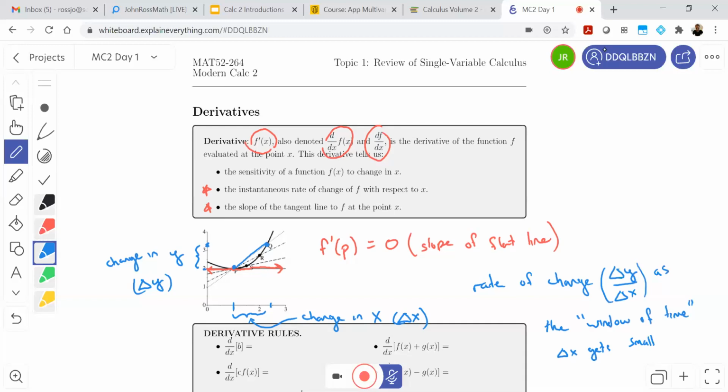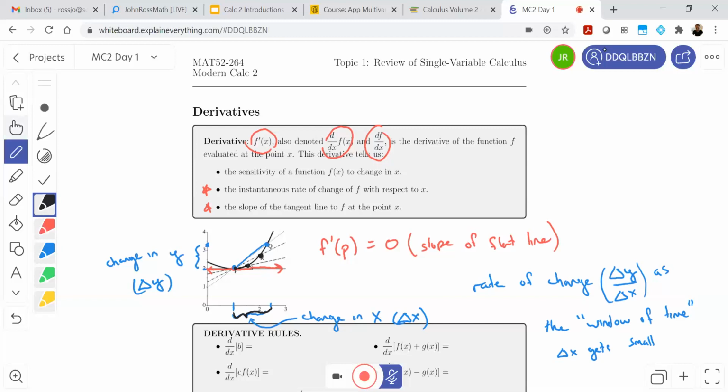And so what we see is that if we don't take this relatively large change in x that we have down here, and instead take points that are closer and closer to our point P, the slope of that line gets flatter and flatter. And what we see then is that this instantaneous rate of change is 0.